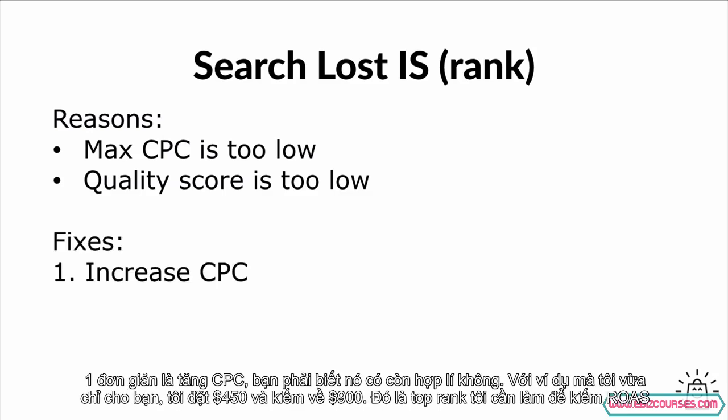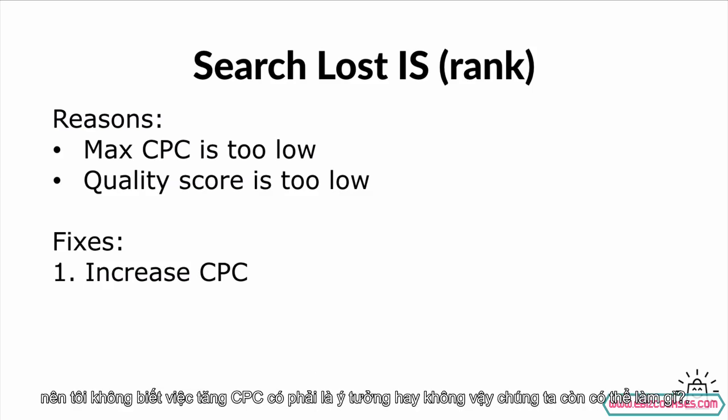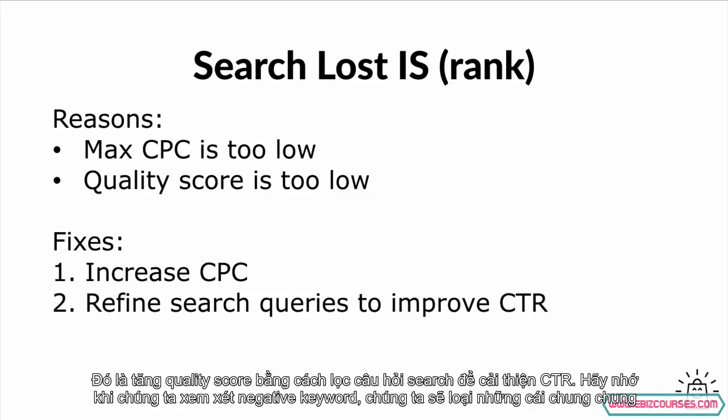One is to simply increase your CPC. You have to know if it still makes sense. In the example that I just showed you, I was at $450 and I made back $900. So that was at the top range of what I needed to make back in return on ad spend. So increasing that CPC, I don't know if that would be a good idea. What else can we do? We can increase the quality score.